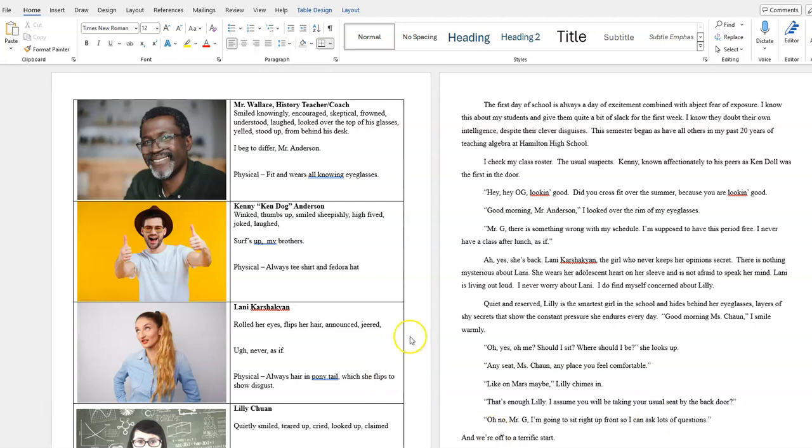So what I always do is I take my characters. I'm a visual learner, as you know, and I'm also organized. So I create a little graph and I put the characters in there. And this is going to be the story from the point of view of Mr. Wallace, who is a history teacher and a coach. And somebody is going to steal the answers to his test.